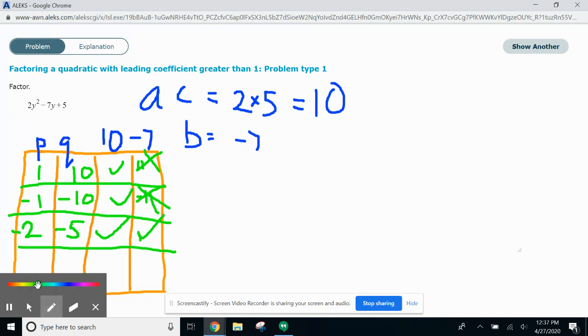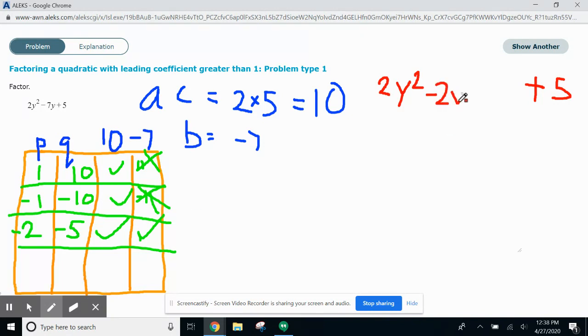And we know that we're going to have 2y squared. We know we're going to have plus 5. And in the middle here is where our green came from. Okay, and so we're going to have negative 2y minus 5y. So here's our big long polynomial. This is our answer, but we want to factor it more.